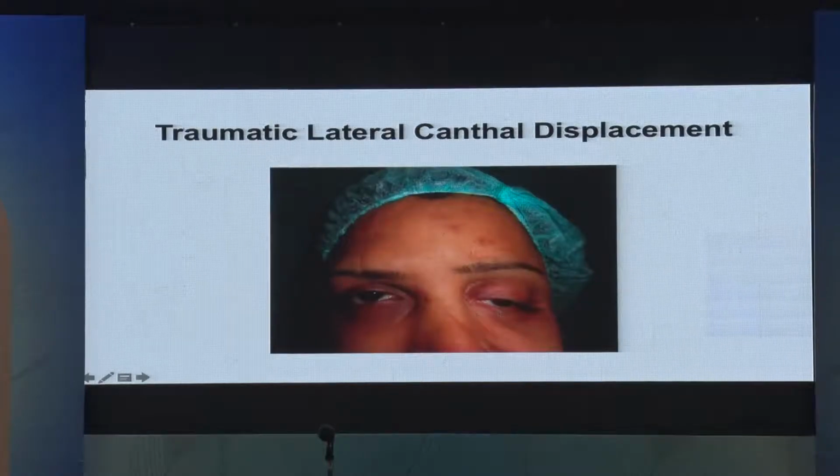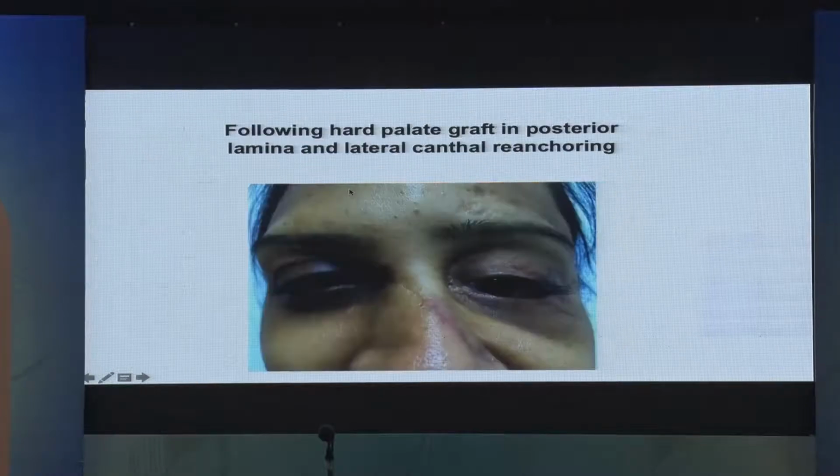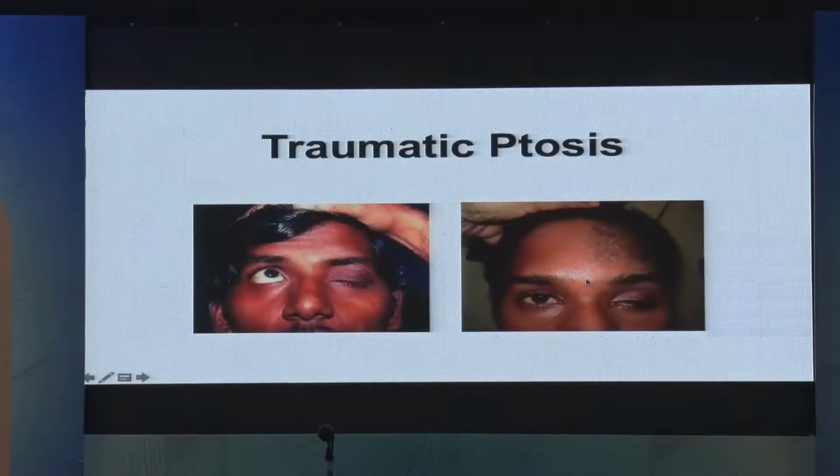Traumatic lateral canthus displacement downwards, like here, is much more difficult to manage. You need to totally open up all the attachments of the lateral canthus, provide additional tissue in the posterior lamina, which was a hard palate graft here, and you can reposition the lateral canthus with a lot of work.